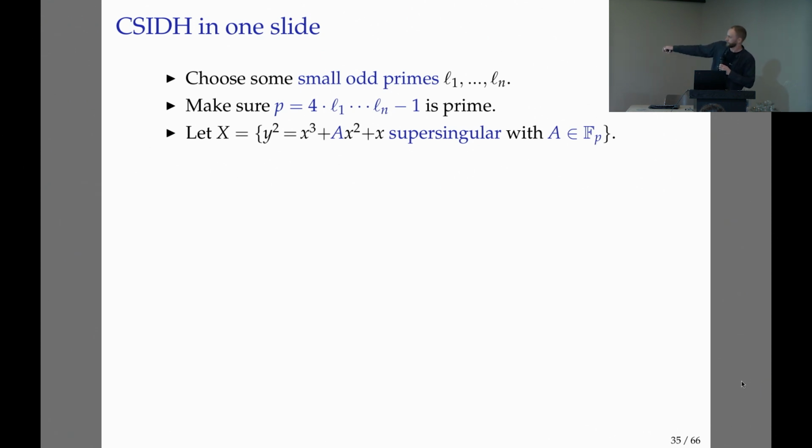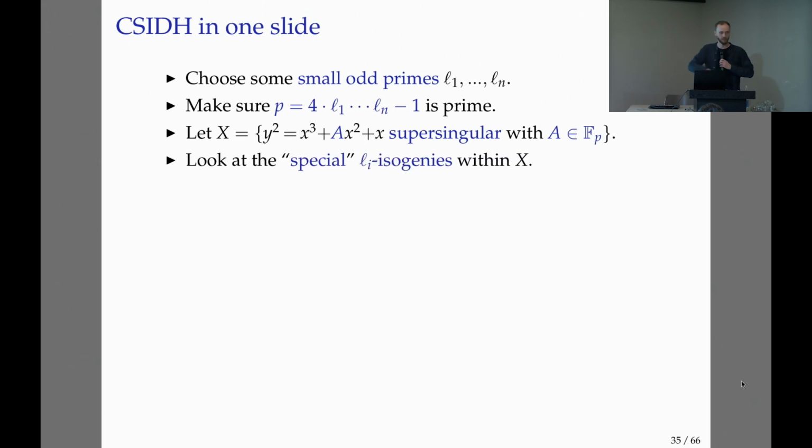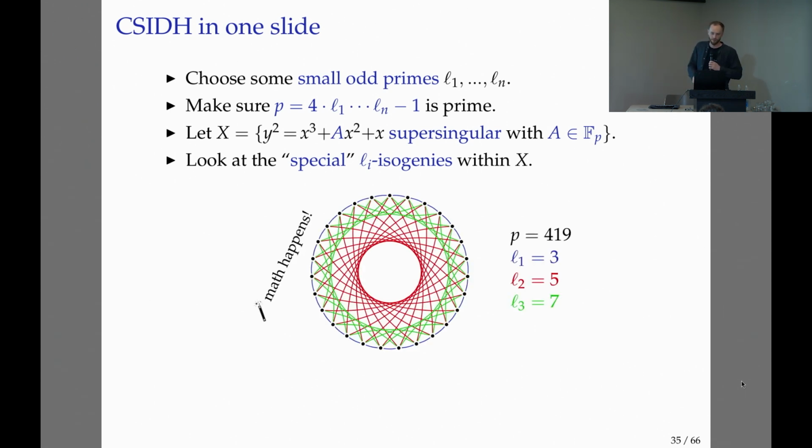And then we look at curves with this particular special shape, so this is a slightly different form than what I showed in the beginning. It's an untwisted Montgomery curve, if you want. This is convenient for some reasons, but the important part is that we look at supersingular curves, so that gives us the nice group structure, it makes the special isogenies happen. And then we just look at all of these special Li isogenies, right? So the Li's were chosen specifically so that we can do this. And then we get exactly this structure.